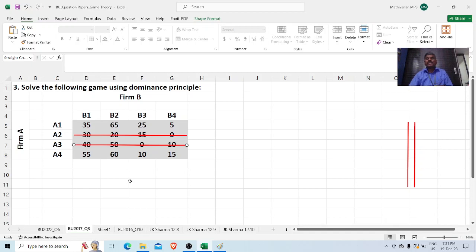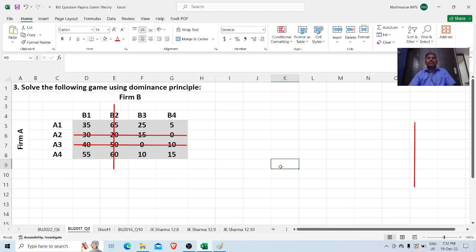Naturally, we will suggest a strategy which results in minimum loss. We will not recommend a strategy which results in more loss. Comparing B1 and B2, we notice that B2 results in more loss compared to B1. So we will eliminate the strategy B2. Now we can compare the strategy B1 with B3.